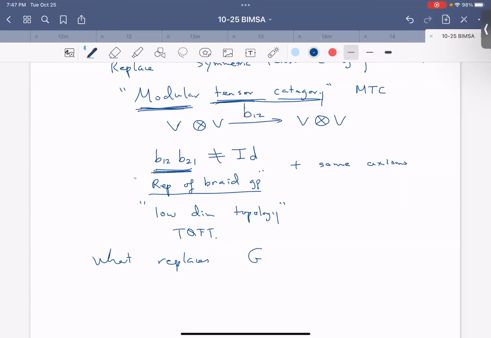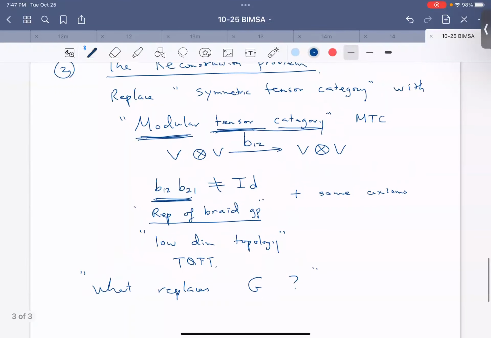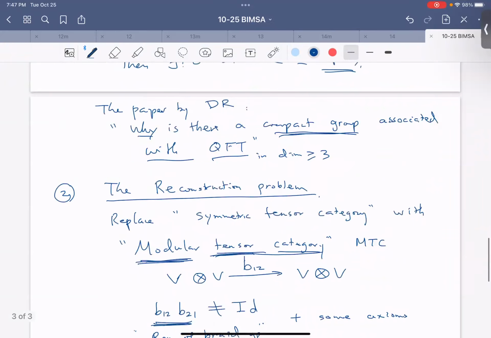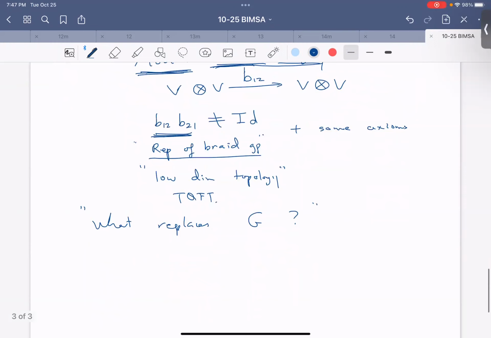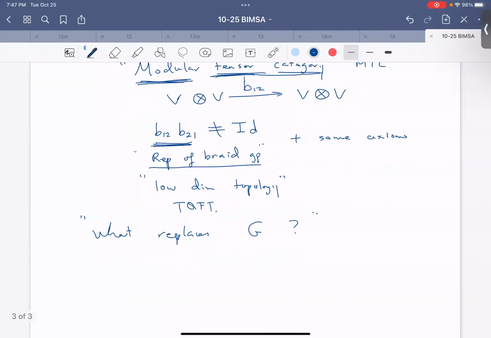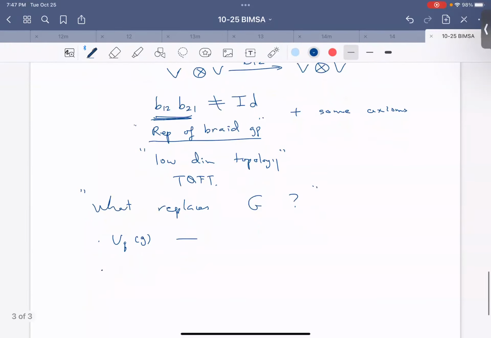This group G, okay? What kind of symmetries, what kind of things replace G in the case of a symmetric tensor category? This turns out to be a very interesting question, and the answer is not easy to define, the analog of this group G in general for a modular tensor category. For some people it may be the quantum group U_q(G), when q is a root of unity. That's one source.